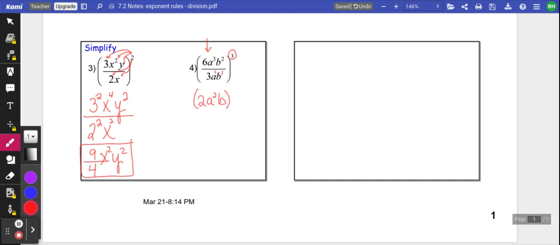Now, that's still in parentheses, and now this guy is going to come down here and be on the outside, and now I'm going to distribute. So you can do it either way each time you do these. 2 to the third, a is 2 times 3, so that's 6, and then b to the third. And now I can simplify that, which gives me 8. So 8, a to the 6th, b to the third. Okay? Pretty simple.